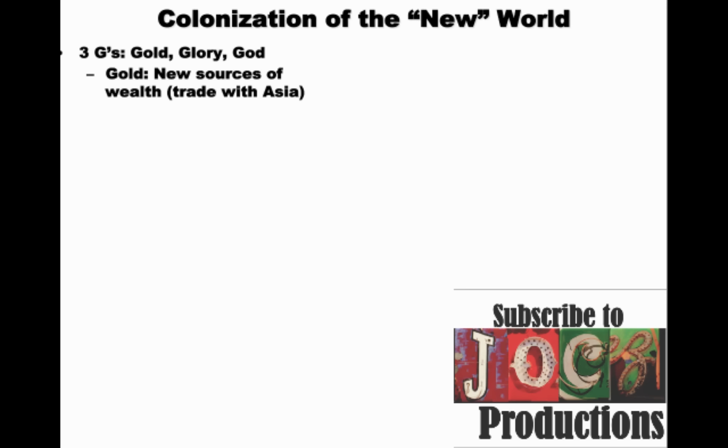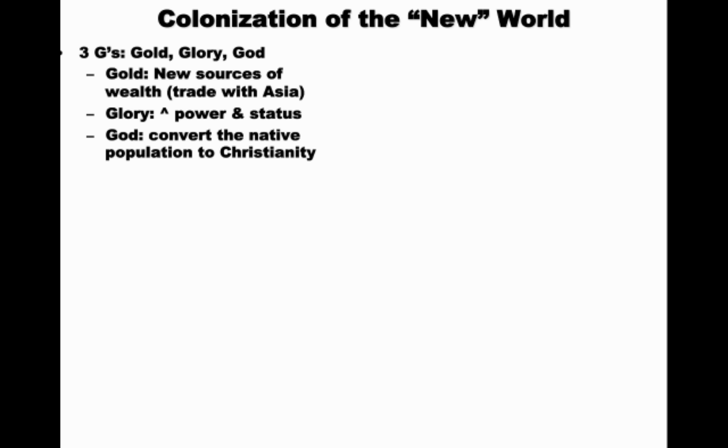So why do these Europeans come to this supposed new world? Well, you could break it down into the 3 G's: gold, glory, and God. Many countries such as Spain and others were looking for new sources of wealth, new trade routes to places such as Asia, but you also have glory, wanting to increase the power and the status of not just individuals, but also of countries. And of course, God. There was a desire amongst many individuals and countries to convert the native population to Christianity. And you need to understand the religious motives of colonization.